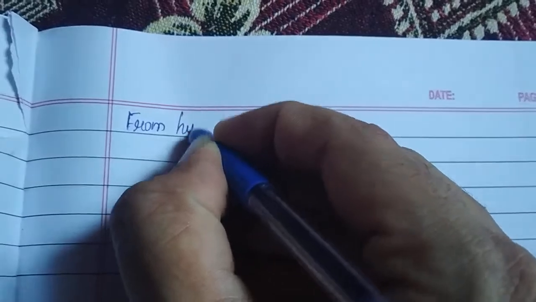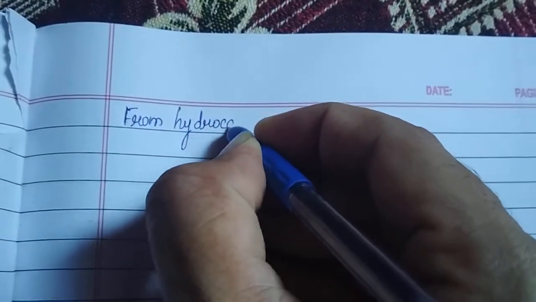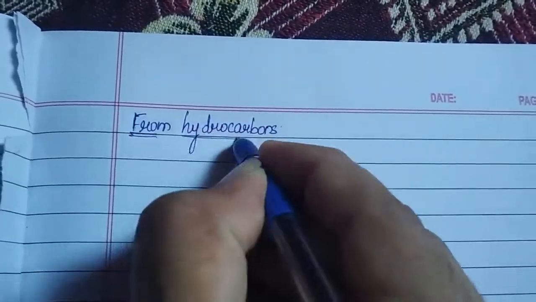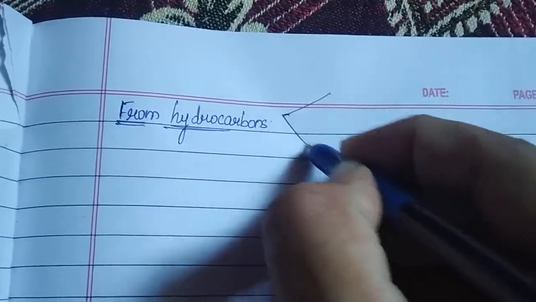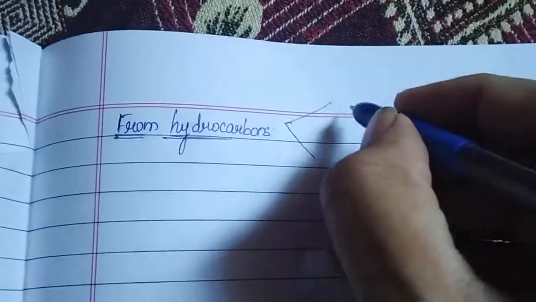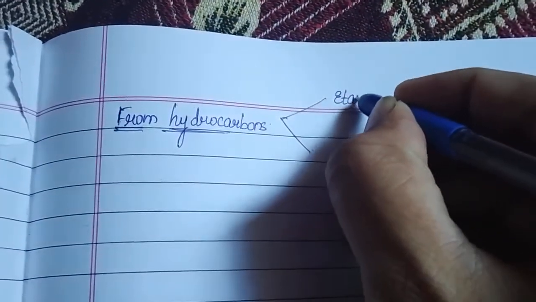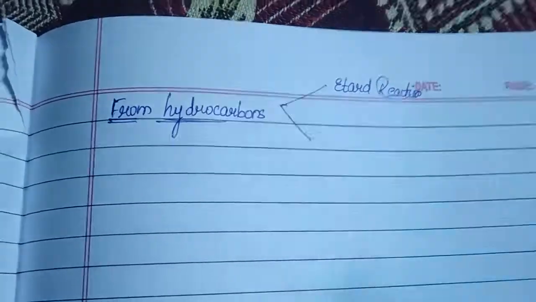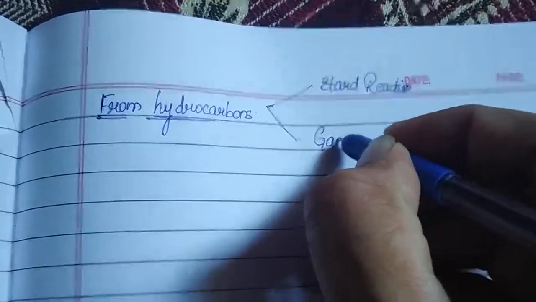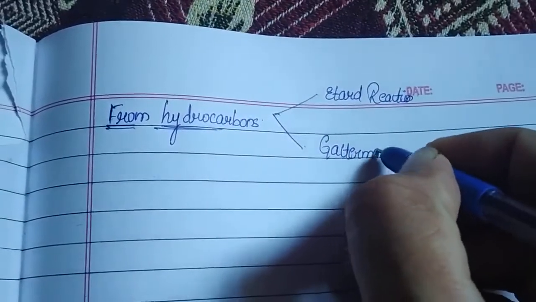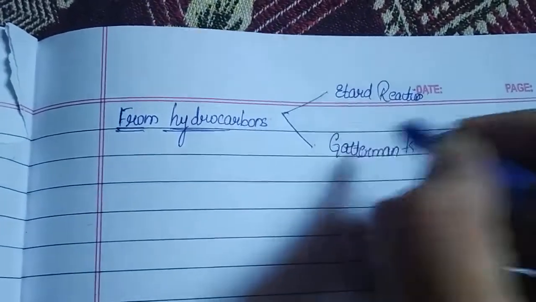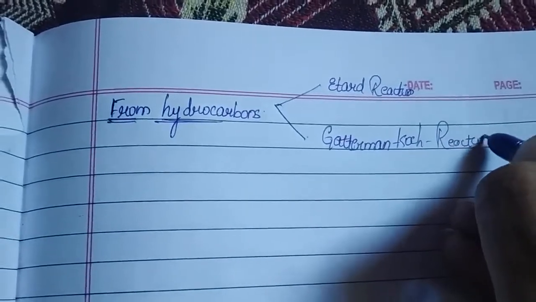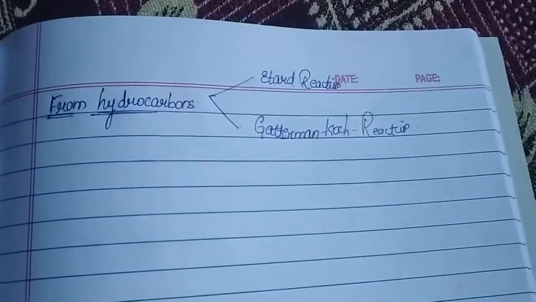From hydrocarbons. So basically, in this concept, once again we are going to see two important named reactions. One is called the Etard reaction, and the other most important one is called the Gattermann-Koch reaction. So first and foremost, let us deal with them one by one.